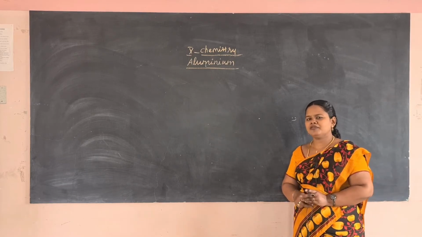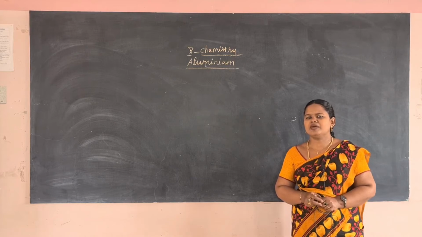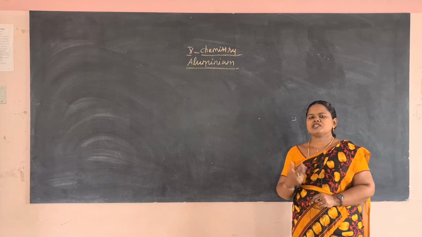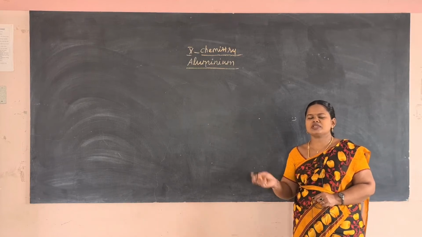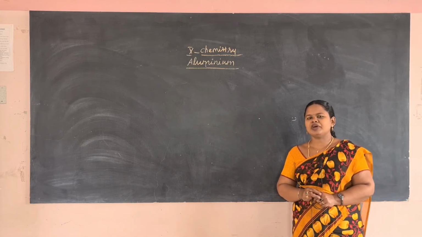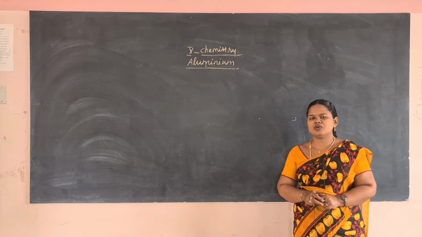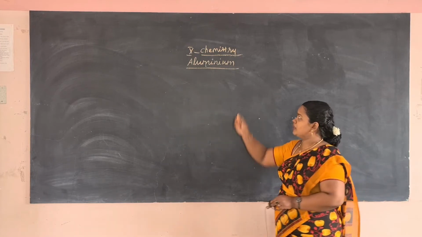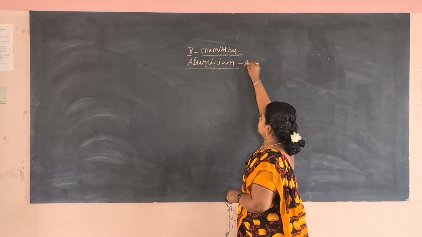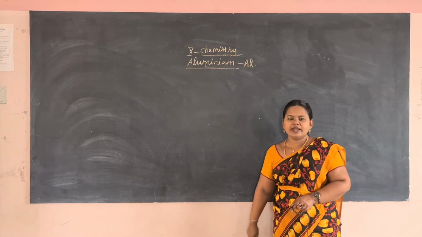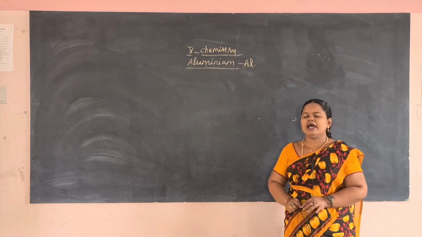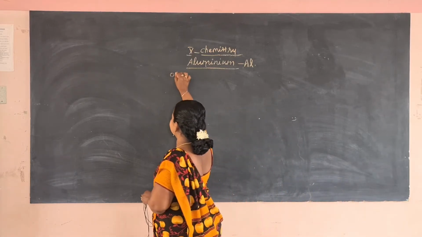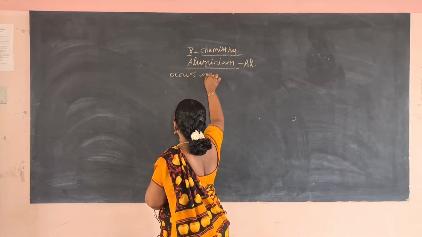You know that aluminium finds a lot of application in our day-to-day life. We are using aluminium vessels in our kitchen, as well as in all the industries they are using aluminium parts. So aluminium finds wide importance in our day-to-day life. Today we'll see about this aluminium. The aluminium symbol is Al. It is the most abundant metal and it is a reactive metal, so it occurs in combined state.